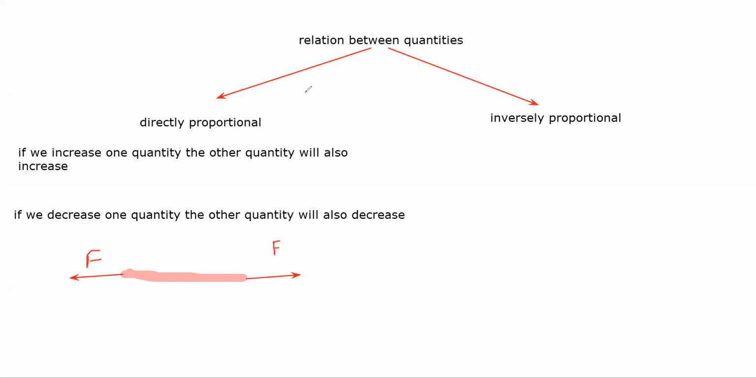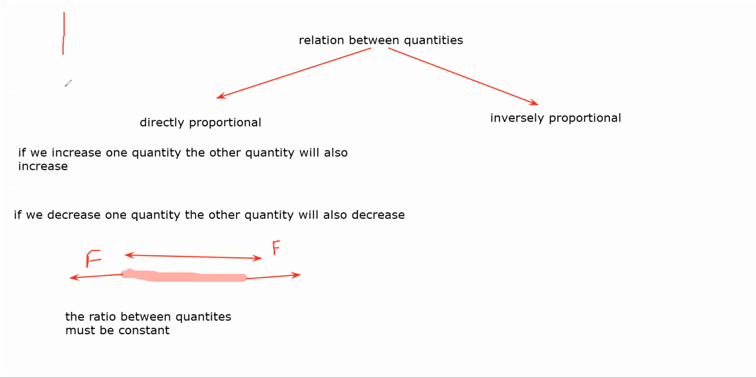But to be a directly proportional quantity, not only increasing one quantity and the other is also increasing is the rule. What you have to check, whenever two quantities are directly proportional, the ratio between the quantities is constant. When you take a ratio between the two quantities, if a ratio is coming out constant, then you will say that they are directly proportional. Otherwise, you will not say that they are directly proportional.